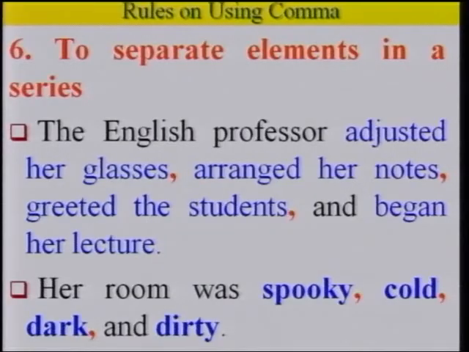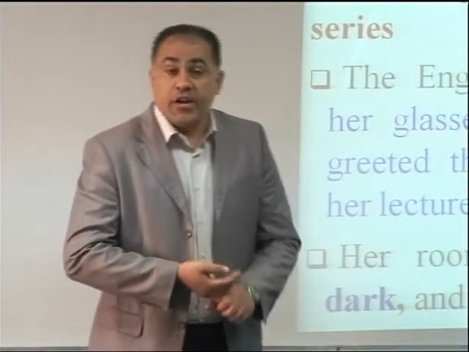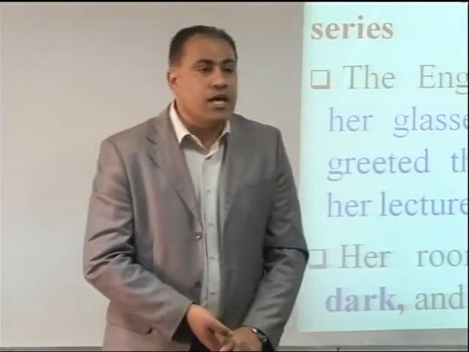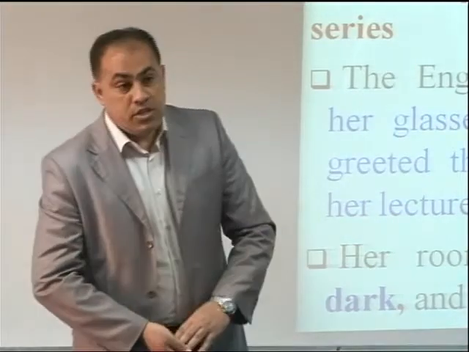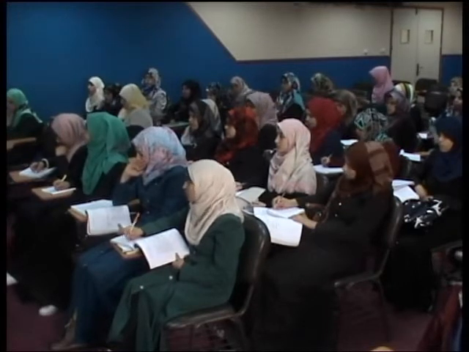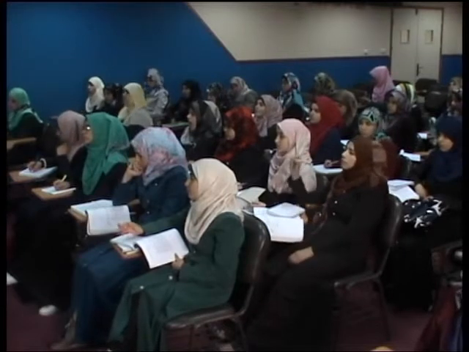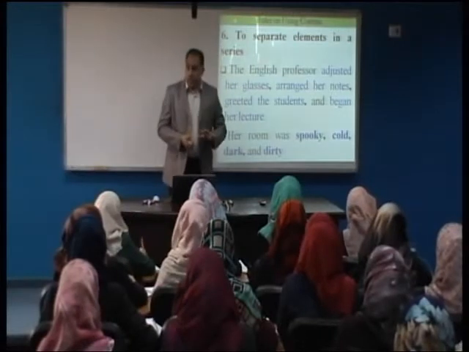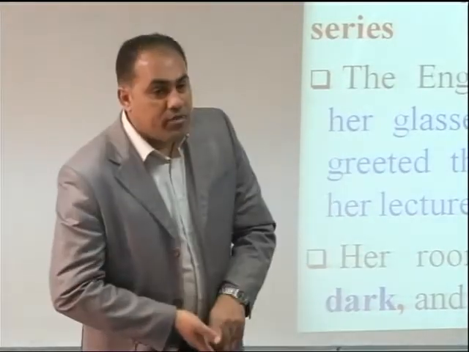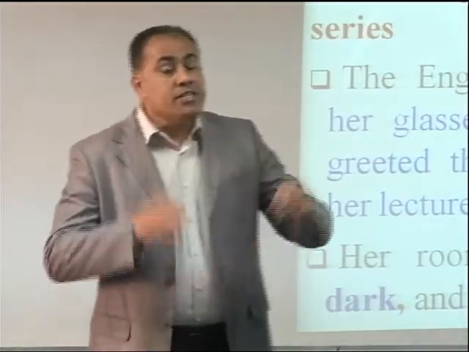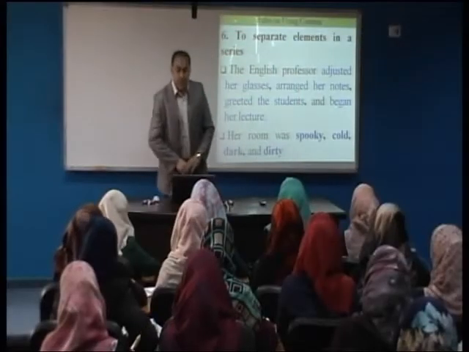And finally, this is something that I'm sure you know, to separate elements in a series, in a list of things. When we are listing a number of things, we separate each one of these items by using a comma. For example, the English professor adjusted her glasses, comma, arranged her notes, comma, greeted the students, comma, and began her lecture. Or, her room was spooky, cold, comma, dark, comma, and dirty. So we separate the elements in a series using a comma. We have 6 very important rules for using commas: after introductory words, before FANBOYS coordinating conjunctions, after a dependent clause, to separate extra information, to separate adjective clause extra information, and finally number 6, to separate elements in a series.